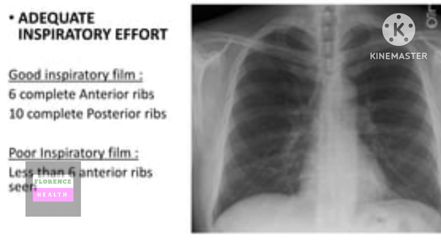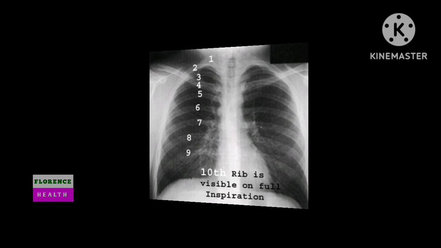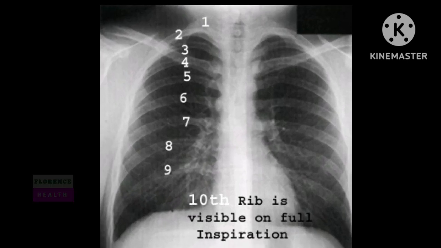It is an inspiratory film as more than 9 posterior ribs are visible above the diaphragm. Can you tell whether it is an inspiratory film or an expiratory one? As 10 posterior ribs are visible above the diaphragm, it is an inspiratory film. That means it is taken during deep inspiration with breath hold.